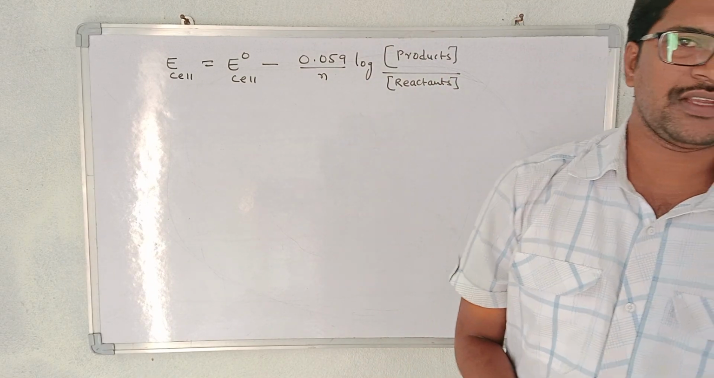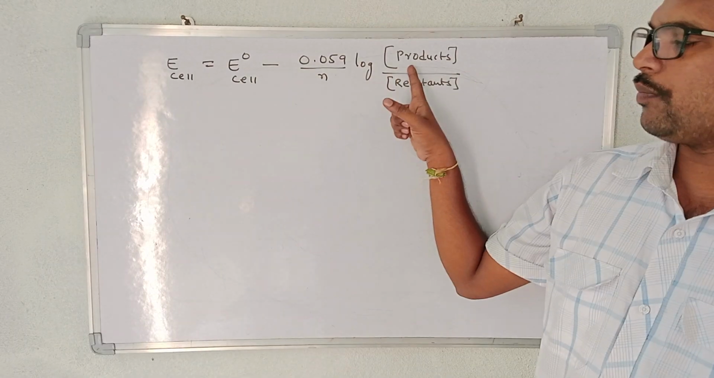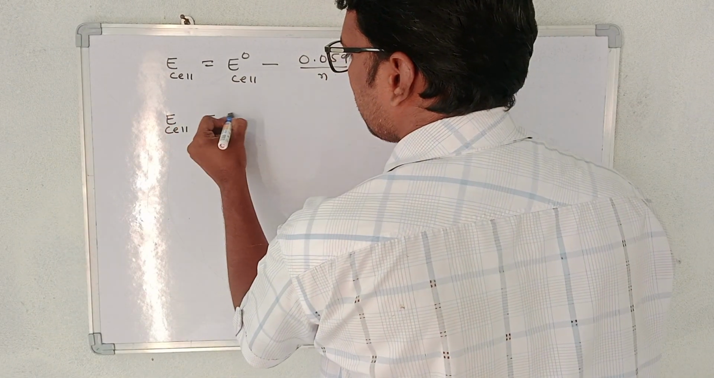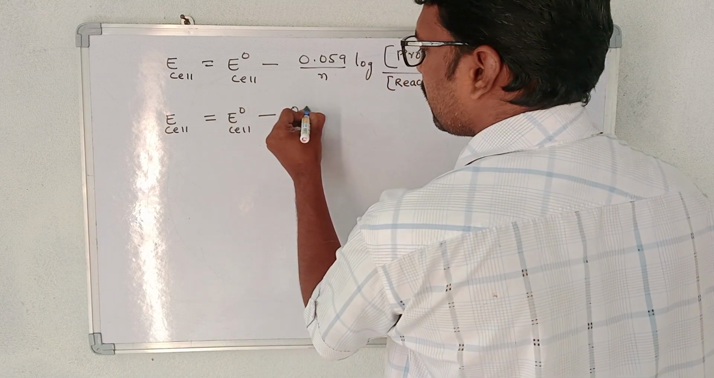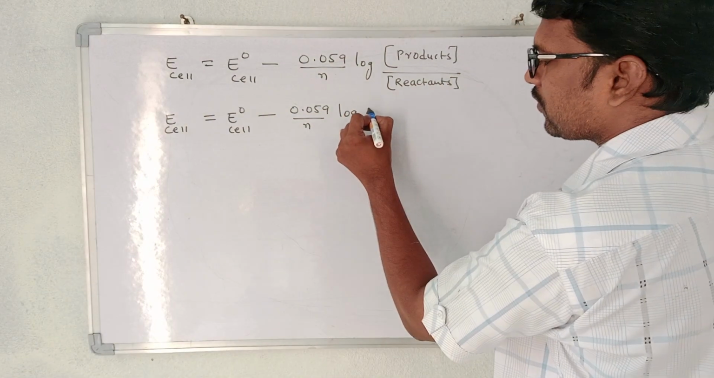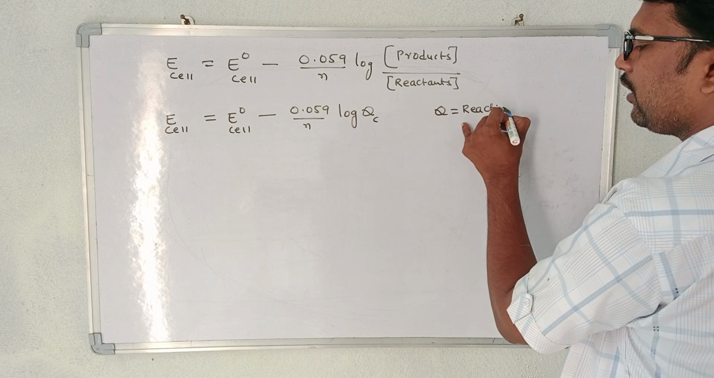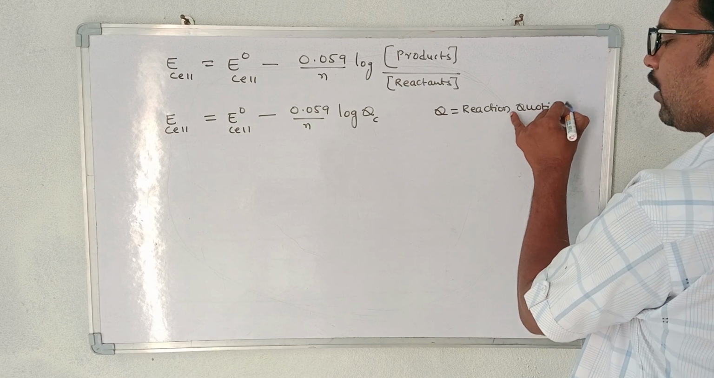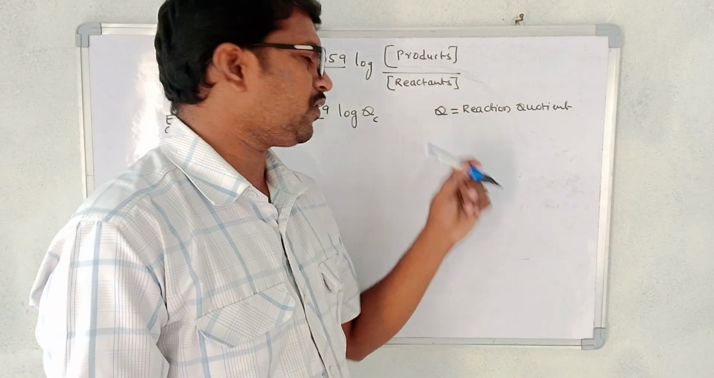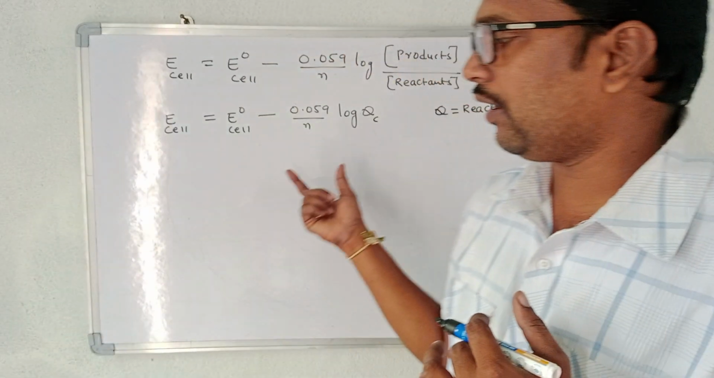So when you apply the Nernst equation for a cell reaction, E cell is equal to E naught cell minus 0.059 by n log product concentration by reactant concentration. Now in place of this, E cell is equal to E naught cell minus 0.059 by n log, and in place of product concentration by reactant concentration we take Qc. Here Q indicates reaction quotient. Reaction quotient is applied at any condition. So in place of product concentration by reactant concentration we take Qc also. C indicates concentration, Q indicates this ratio. Okay, it is a general Nernst equation.